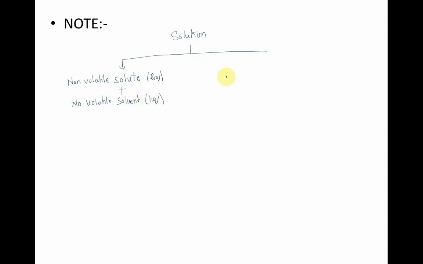Next, coming to vapor pressure of a solution. The vapor pressure of a solution depends on both solute as well as solvent. So it can be explained like this. If a solution is made up of non-volatile solute, that is liquid only, mixed with non-volatile solvent, it is also liquid. Like this, I can prepare one solution, and I can prepare one more solution.